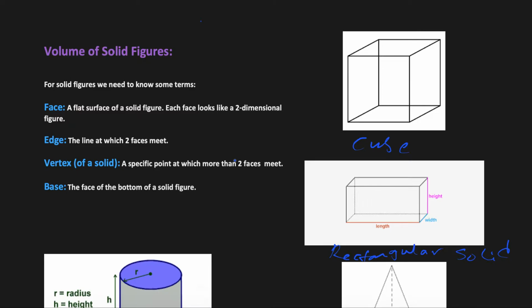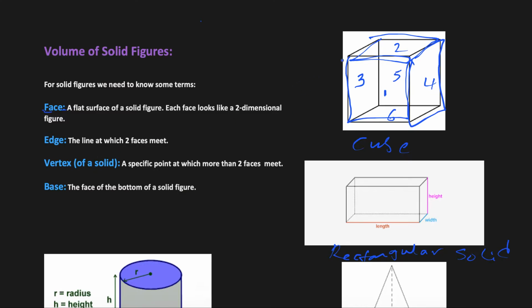Okay, so before we jump into calculating volumes for solid figures, let's just look at some of the terms. The first term is face, and face is nothing but a flat surface for any given figure. For example, if we look at a cube, this is a face, this is a face, this is a face. In a cube or in a rectangular solid, we have a total of 6 faces. The front face, top face, side face, the one on the back, which is the fifth face, and one at the bottom, which is the sixth face.